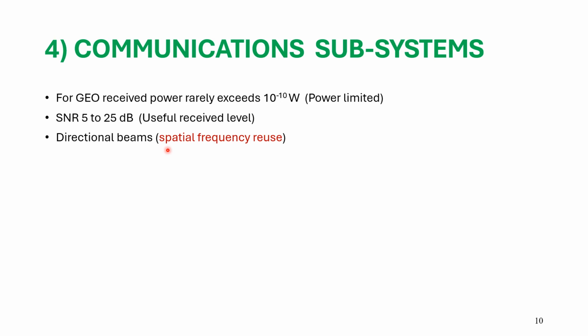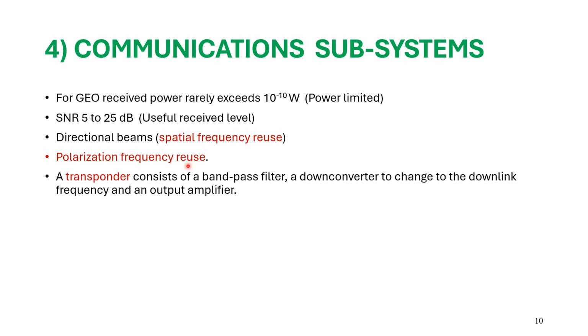We use directional beams to focus, so we can have spatial frequency reuse. We point, for example, our antennas to Saudi Arabia or part of the Middle East. We can use the same frequency in a different spatial location. That's called spatial frequency reuse. We also have polarization frequency reuse, with vertical and horizontal polarization. We'll come into that later on.